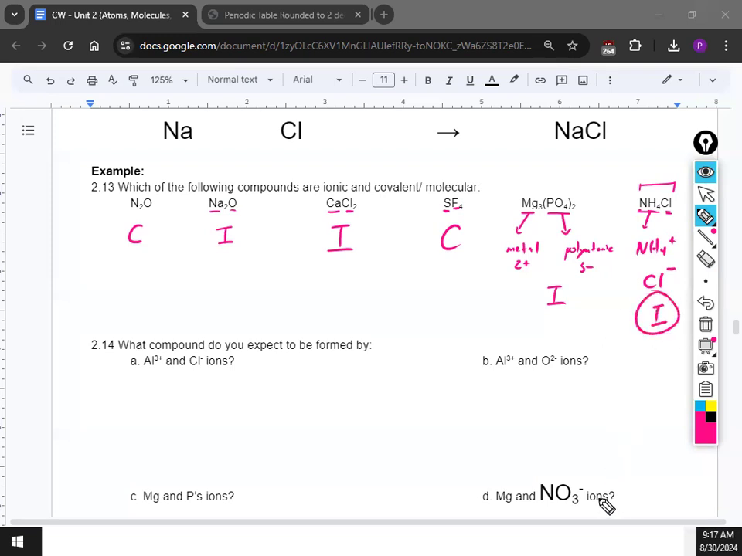Okay, so that one is kind of a tricky one, but just keep an eye out for that. Ammonium kind of messes things up because it looks like it's covalent, but it's going to be a cation. It's going to be a polyatomic ion.